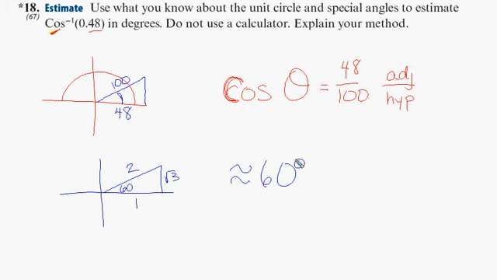All right? Now, if you want, you can type in the inverse cosine of 0.48 and see what you get exactly, and you'll see that actually it is very close to 60 degrees.